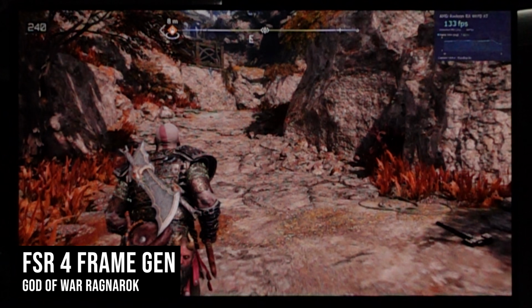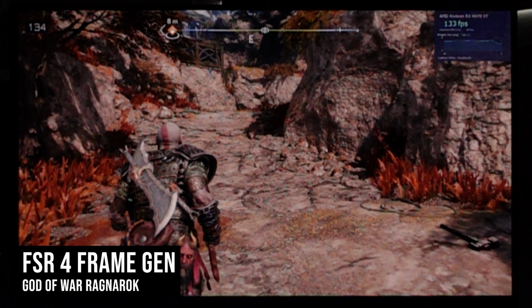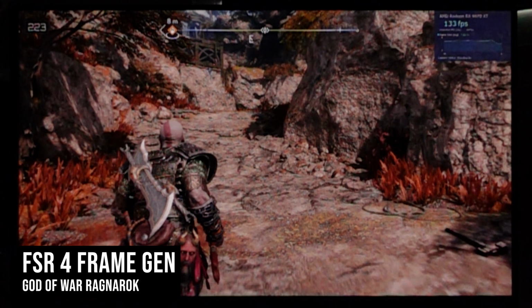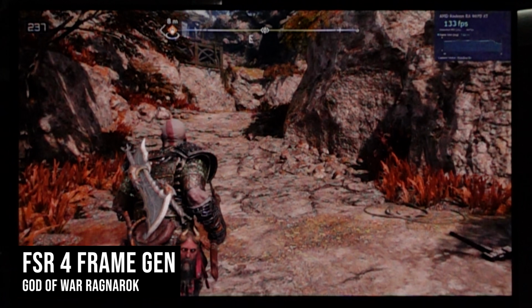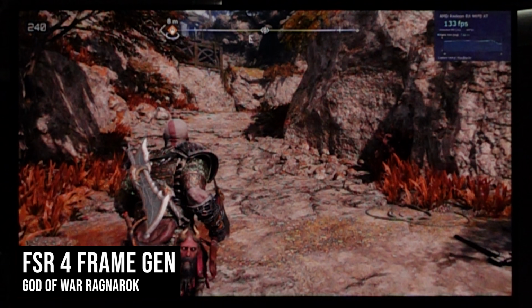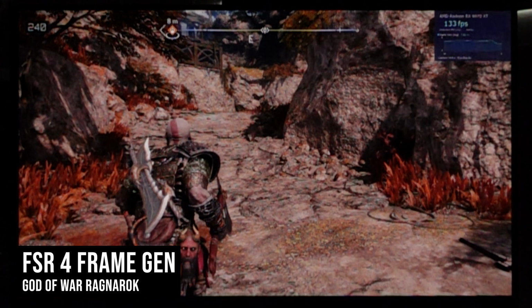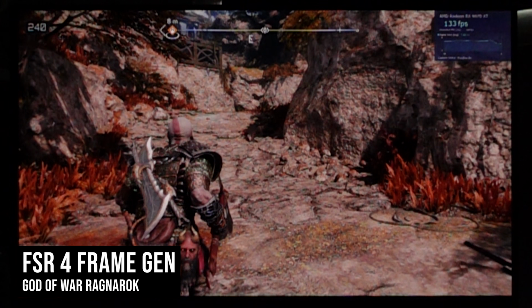To confirm this wasn't just from panning the camera around, I did some simple forward running and saw the same sort of double tap output. It's harder to spot because the difference between frames is lower in this situation, but focusing on Kratos' movement, you can clearly see it happening.